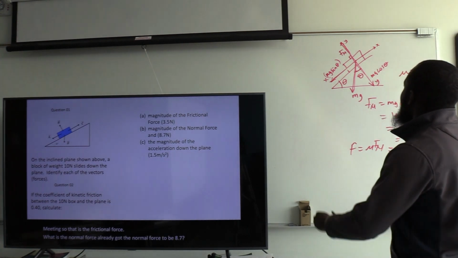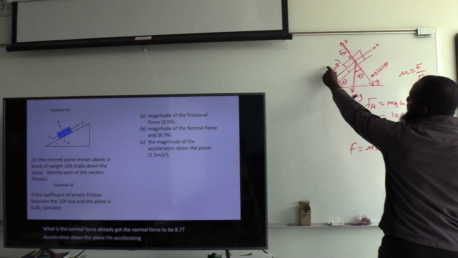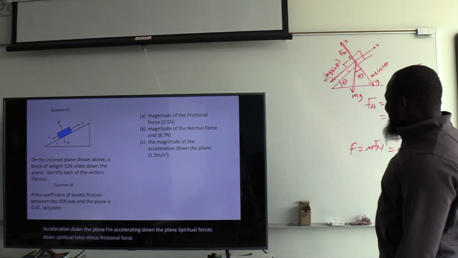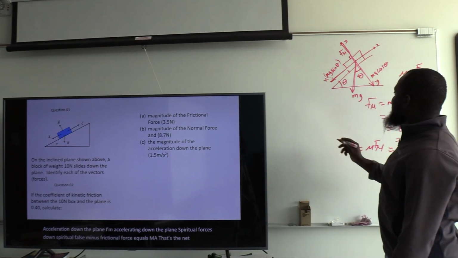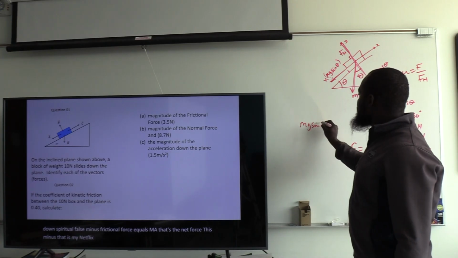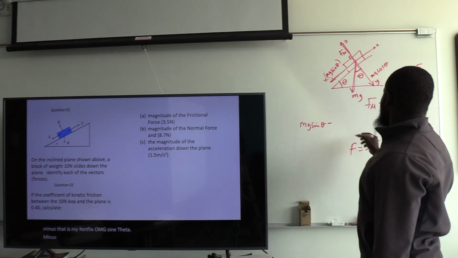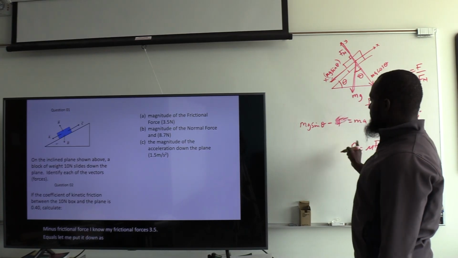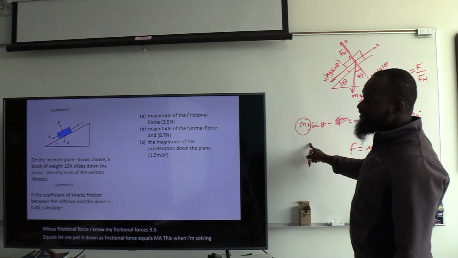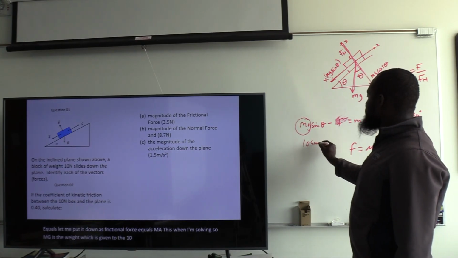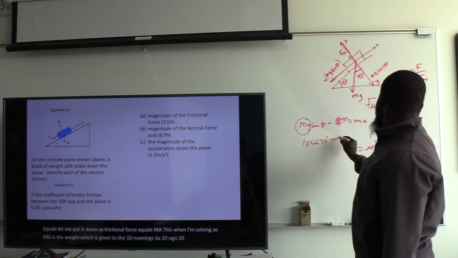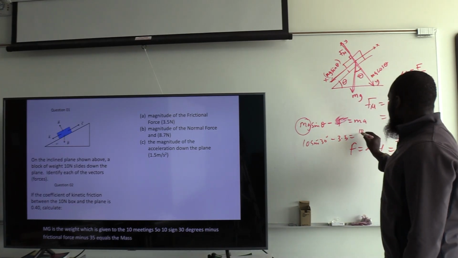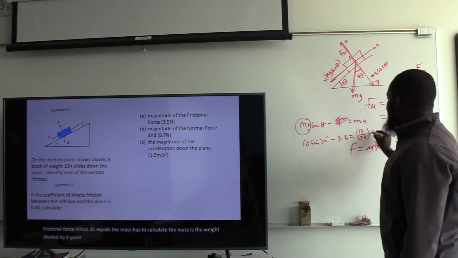Acceleration down the plane. I'm accelerating down the plane. Spiritual force is down. Spiritual force minus frictional force equals ma. That's the net force. So mg sine theta minus frictional force, and I know my frictional force is 3.5, equals ma. This is what I'm solving. So mg is the weight, which is given to me as 10 newtons. So 10 sine 30 degrees minus 3.5 equals the mass times a. I have to calculate the mass, which is the weight divided by 9.8. So 10 divided by 9.8 times a.